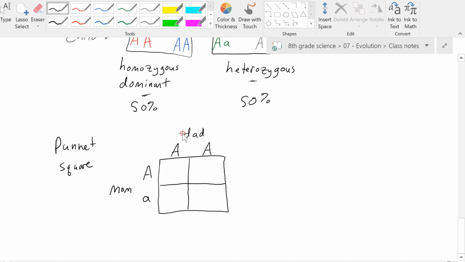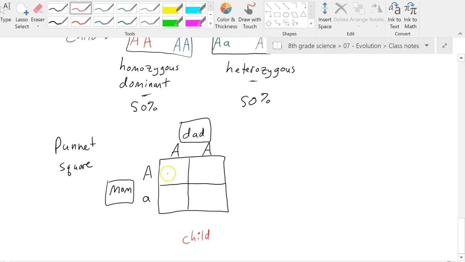Okay. And then the child, possibilities are all going to be inside the square here. So the child is going to be in red. And all we're going to do is, for each square, look at what kind of letter, capital or lowercase, shows up above that cell and what shows up to the left. The one above from dad, the one to the left from mom.